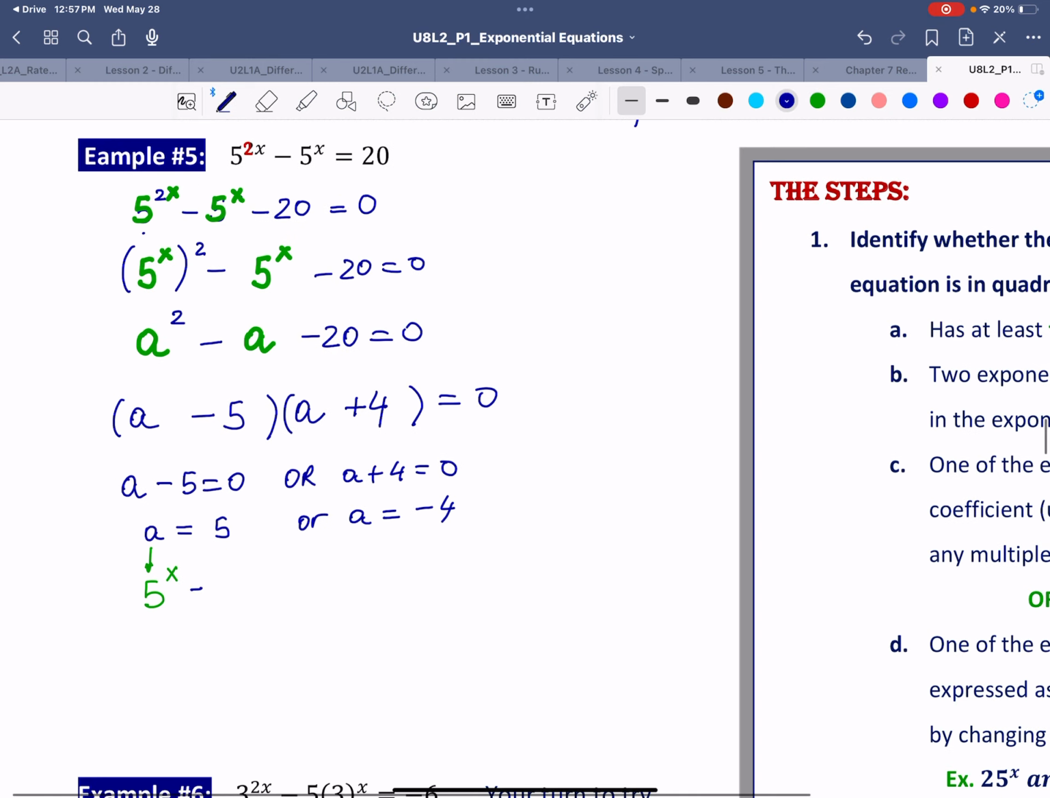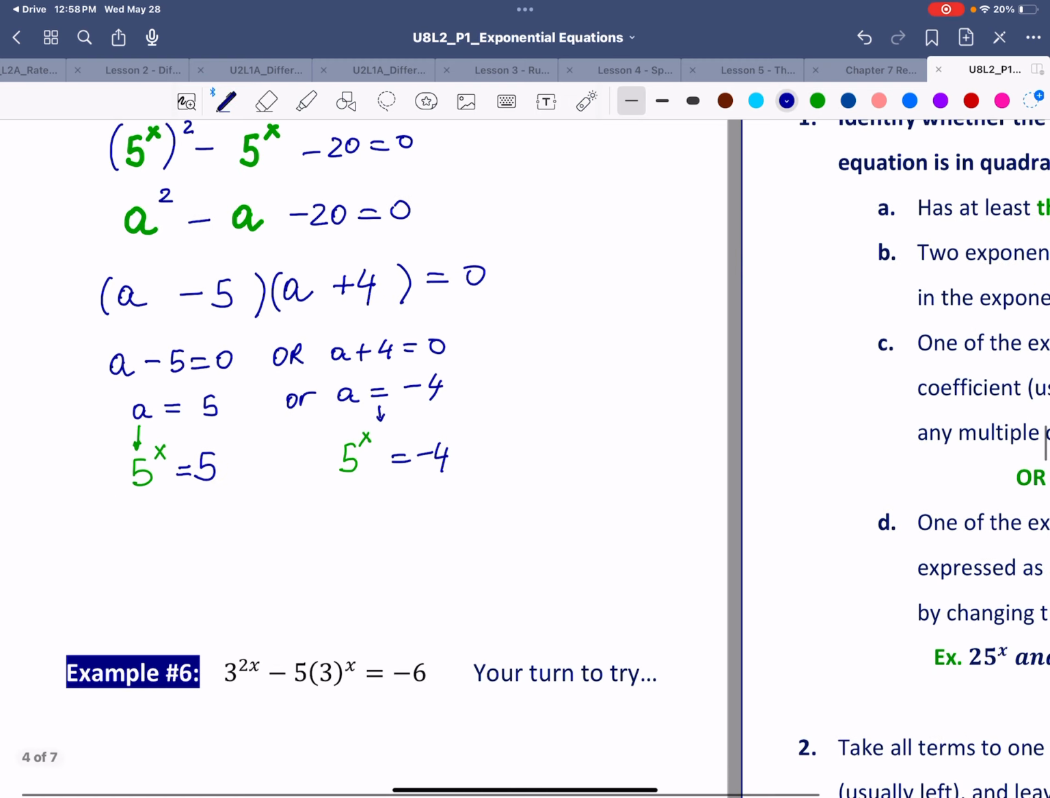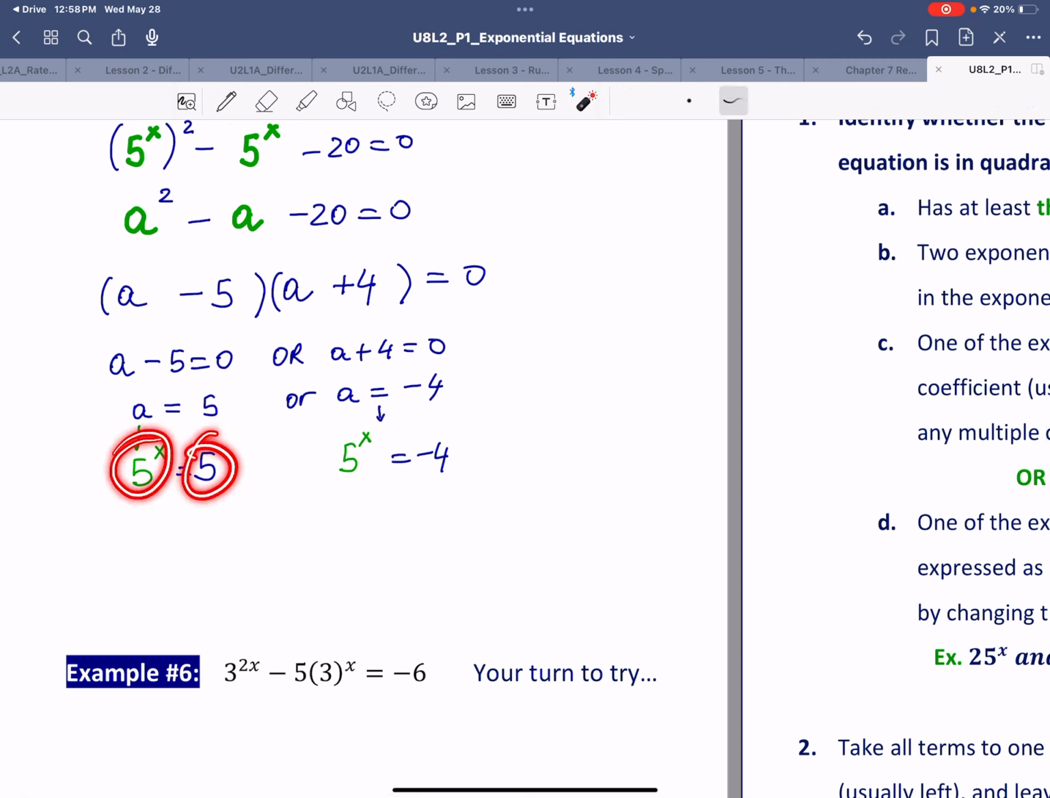So we're going to bring back 5 to the x, and make it equal to 5, or 5 to the power of x equal to -4. We're going to solve each separate equation. As you can see here, we have an equation similar to the first examples in this lesson: the bases are the same, and there is only a single number or term on each side.